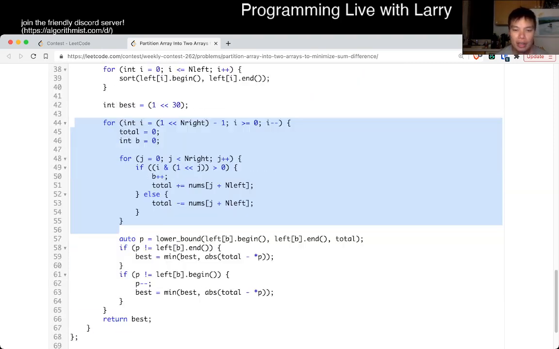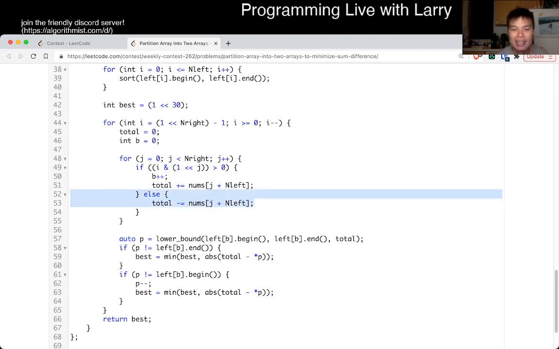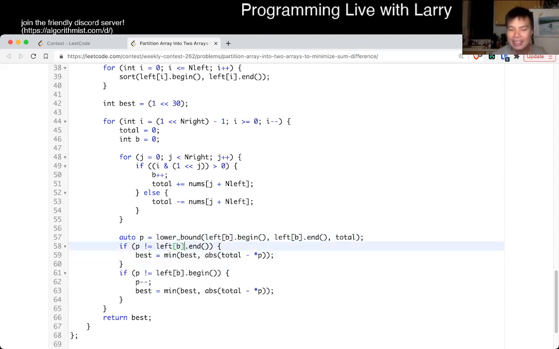After that, for the number of B's, we changed it around a little bit: we add if they're in array B, and if they're in array A, we subtract. Now we just do a binary search. Let's say we have B number of B's. That means on the left half we want B number of A's, so that together they match. That's basically the idea here. Then we do a binary search to see if we have the best answer.